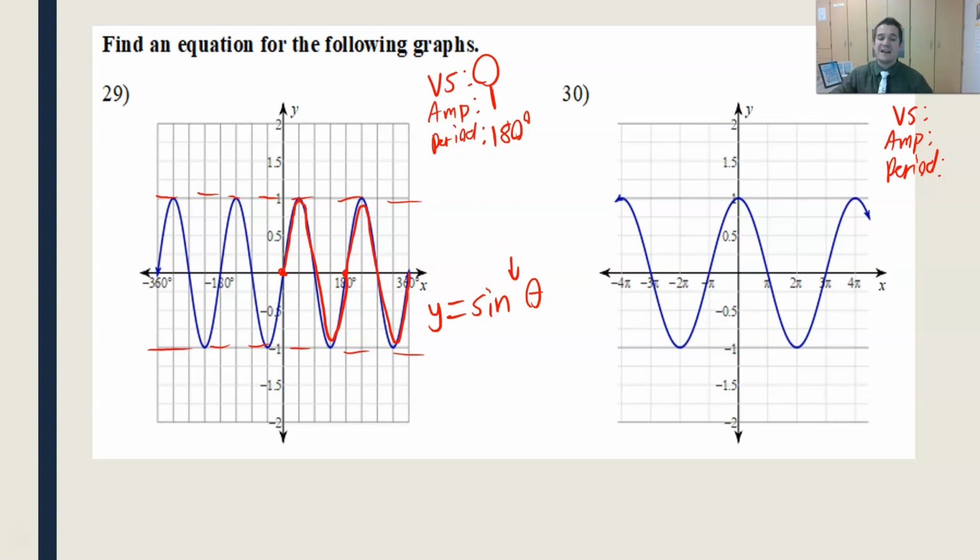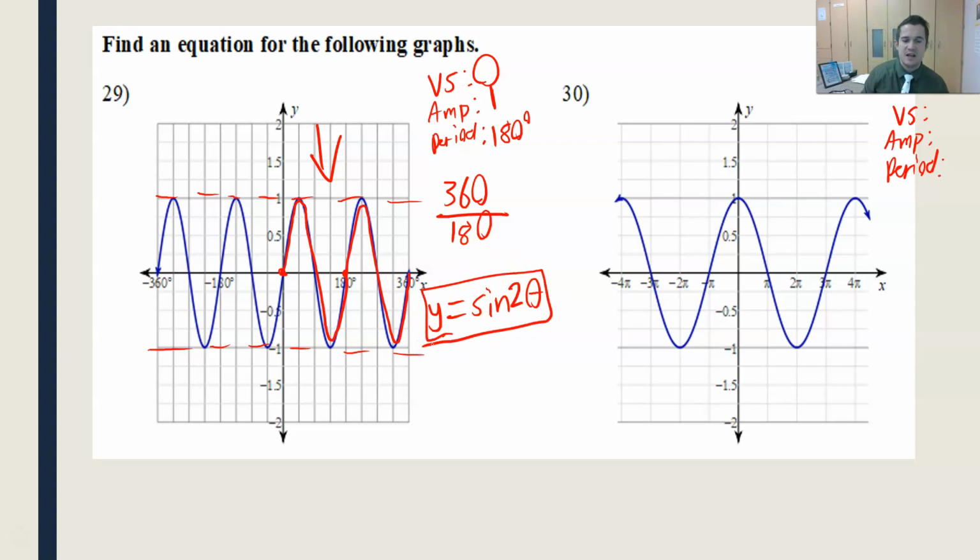Well, in order to find this b value, I have to take the parent function's period divided by this graph's period, which is 180. 360 divided by 180 is 2. So the equation for this graph is y equals sine of 2 theta, which makes sense because it does indeed take 2 full repetitions to get to 360 degrees.